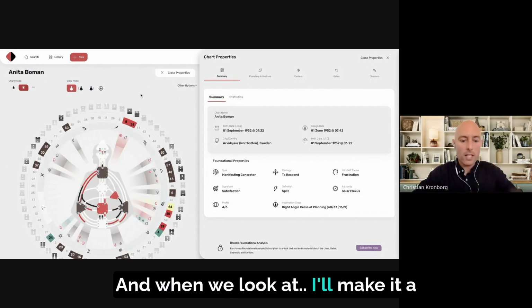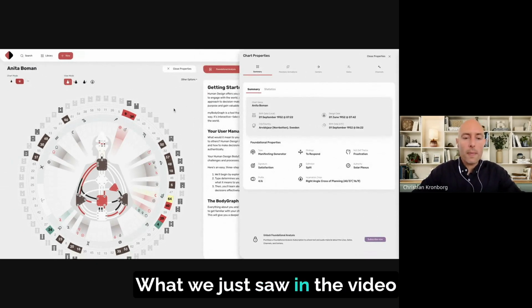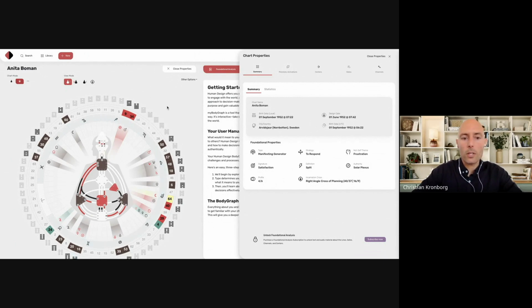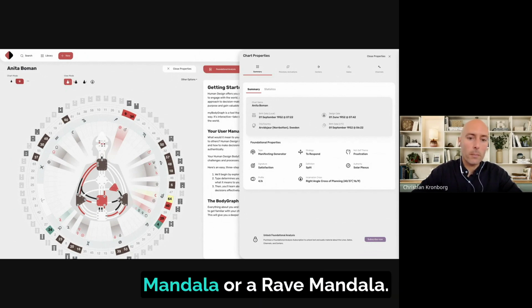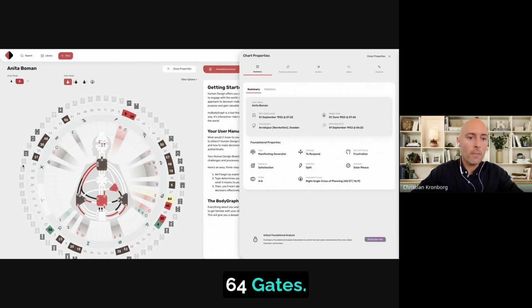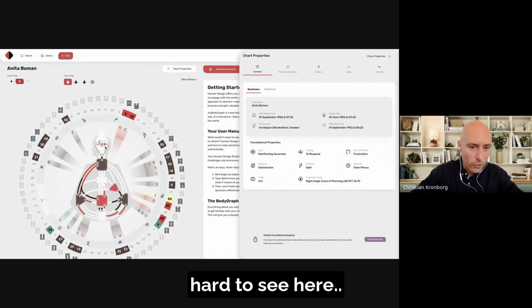And when we look at, make it a little bit smaller here, what we just saw in the video is basically the representation here. This is called a mandala, basically like a human design mandala or a Raw Rave mandala. And we have out here the Chinese I Ching. The Chinese I Ching is represented by these 64 gates. And these gates are then related to the different, it's really hard to see here, but the 64 gates that you have in your design.